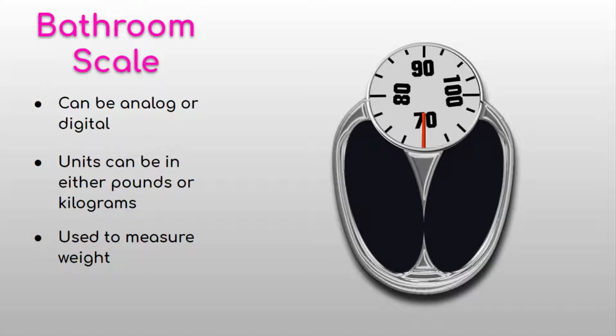A bathroom scale works just like a kitchen scale. It can represent measurements in pounds or kilograms, and it can either be analog or digital. The bathroom scale is similar to the scale found in the doctor's office, but the main difference is that most times those scales weigh using a balancing mechanism. It is best used to weigh a person's mass.